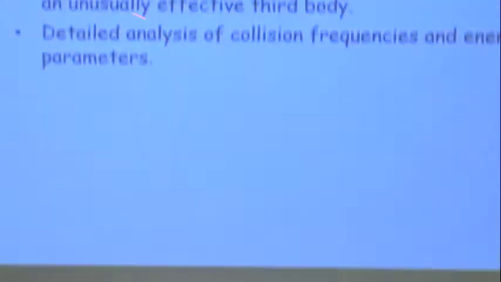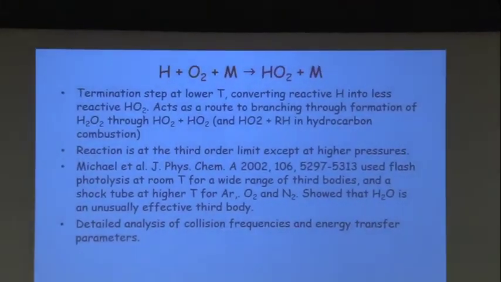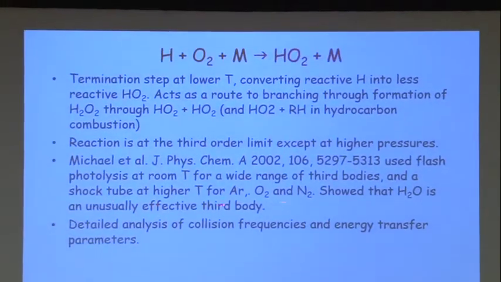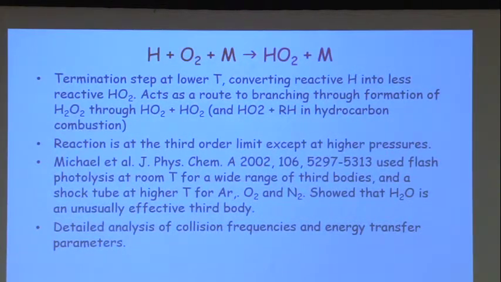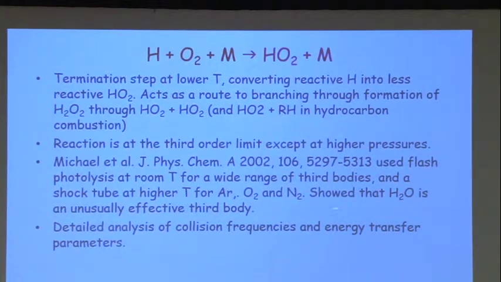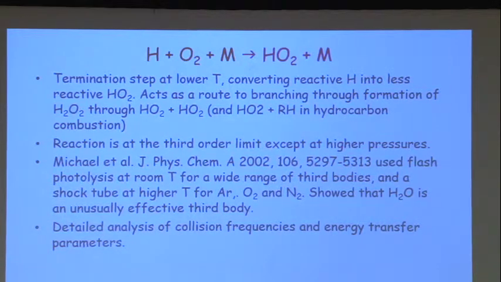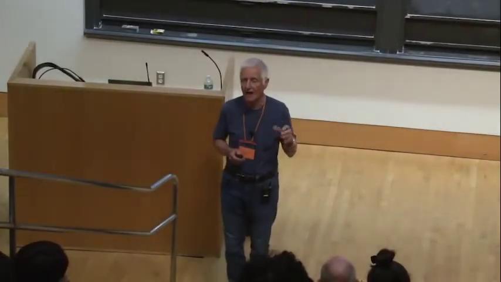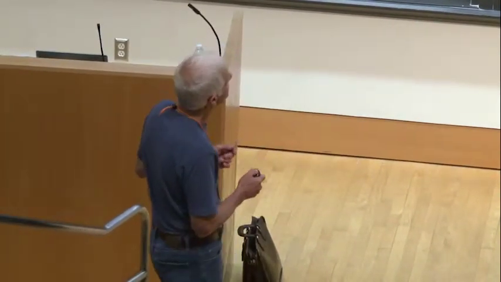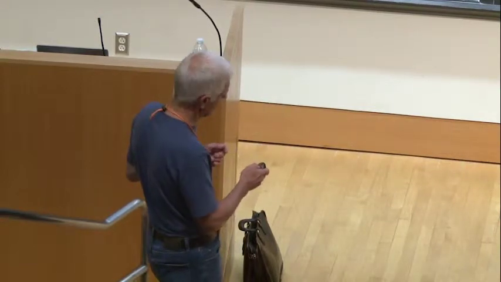So Michael et al. used flash photolysis at room temperature for a wide range of third bodies, and shock tubes at higher temperatures for these third bodies here. And so they're getting data over a very wide range of temperatures. One of the things that they found, and this is now really well established, is that water is an unusually effective third body, M. This is important to recognize in combustion systems because the water concentration is often relatively high, of the order of 10% or something like that. So stabilization by water is key.